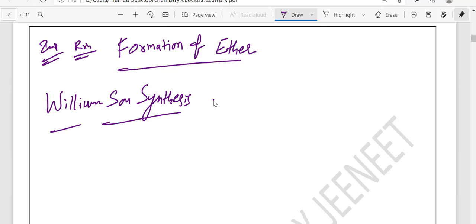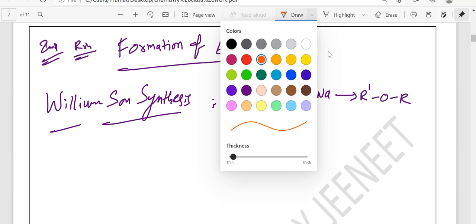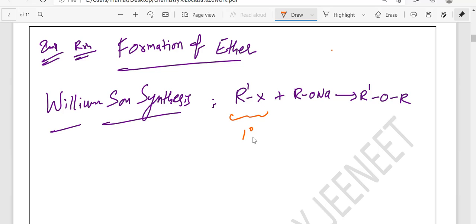Okay, here the general equation is RX plus R'ONa gives R'-O-R. This is the ether. Now the conditions are, this RX should be primary, and one more important thing is this reaction follows the SN2 mechanism. Whatever this R may be, no problem, but the condition is it should be a primary alkyl halide.